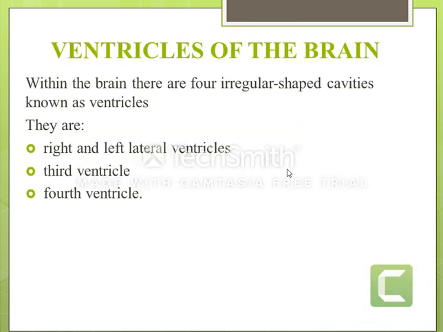These are then the ventricles of the brain. There are 4 ventricles. Ventricles basically means cavity. The lateral ventricles: there are 2 types, one is the right and another one is the left lateral ventricle, then the 3rd ventricle and the 4th ventricle.